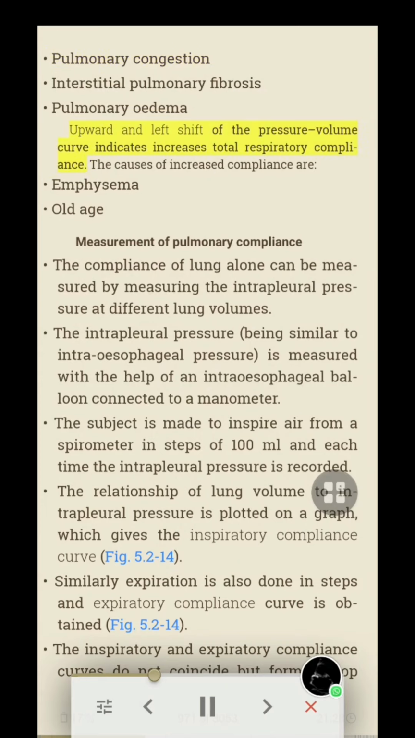Upward and left shift of the pressure-volume curve indicates increased total respiratory compliance. The causes of increased compliance are emphysema and old age. Measurement of pulmonary compliance: the compliance of lung alone can be measured by measuring the intrapleural pressure at different lung volumes.